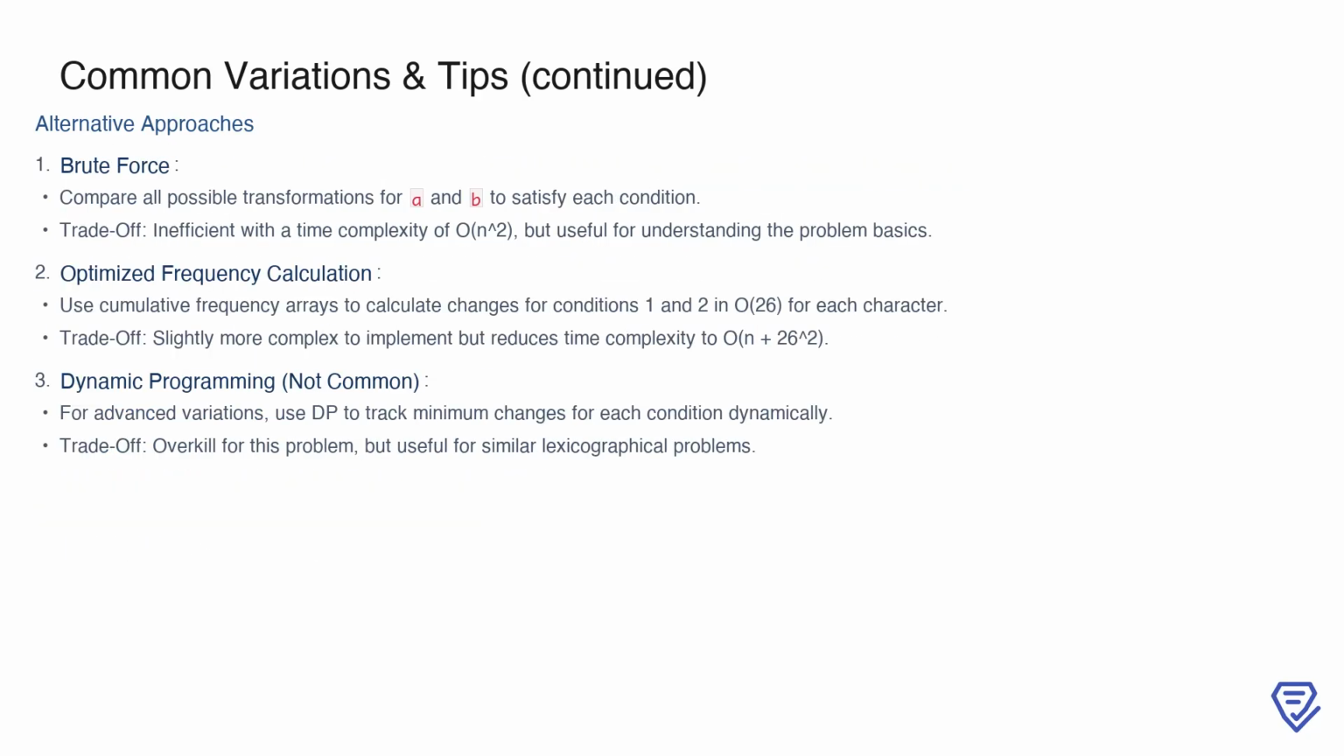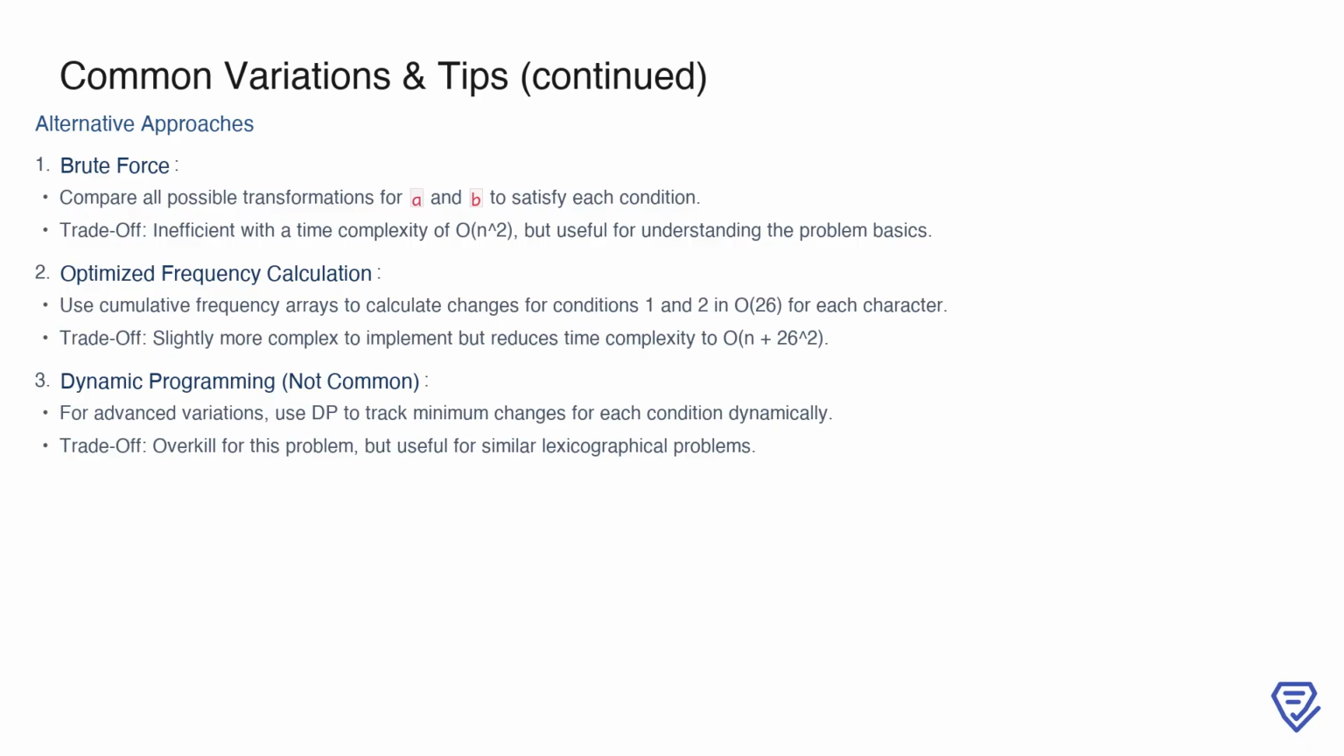There are also alternative approaches worth noting. A brute force method involves comparing all possible transformations of the strings to satisfy each condition. While this approach is straightforward and can help with understanding problem fundamentals, it's computationally inefficient with a time complexity of n squared. A more practical strategy is optimized frequency calculation. By using cumulative frequency arrays, you can compute changes for conditions 1 and 2, and 26 for each character, reducing the overall complexity to n plus 26 squared. This approach is slightly more complex to implement but offers significant performance gains.